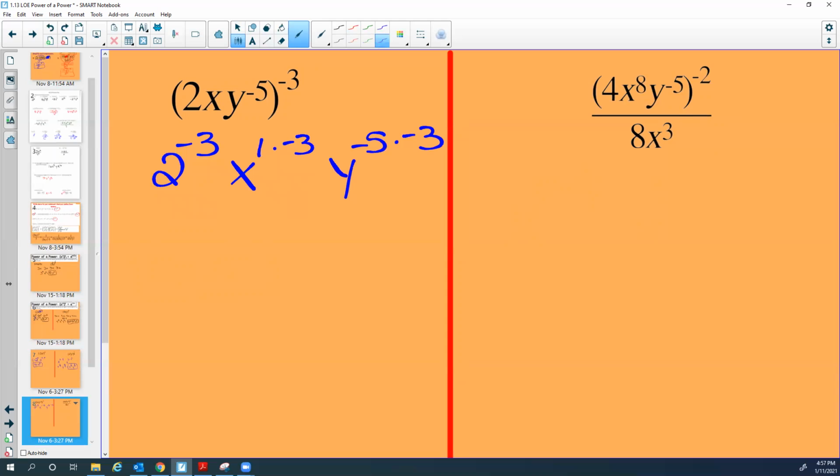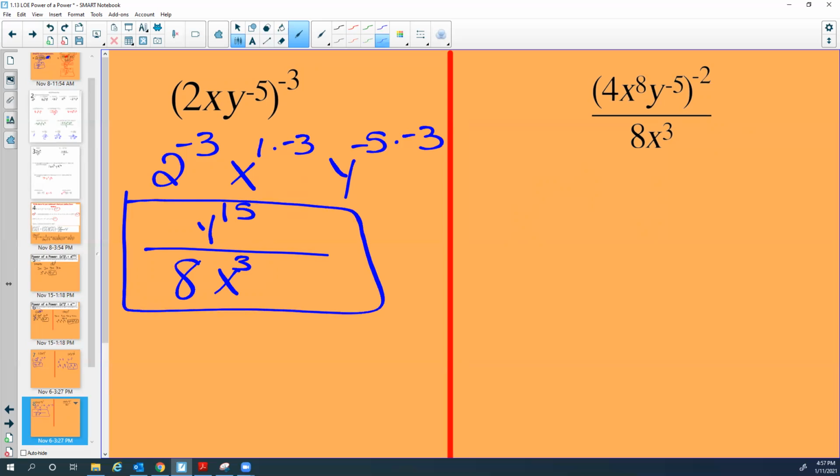So I get 2 to the negative 3 power is 1/8. X to the 1 times negative 3, which is x to the negative 3rd, meaning x to the 3rd goes on the bottom. Y to the negative 5 times negative 3 is y to the 15th power. And there's our answer.